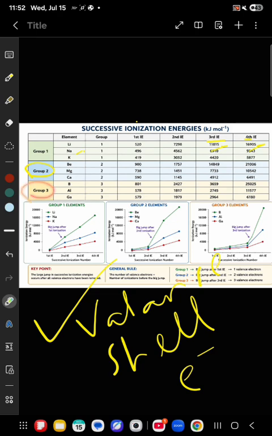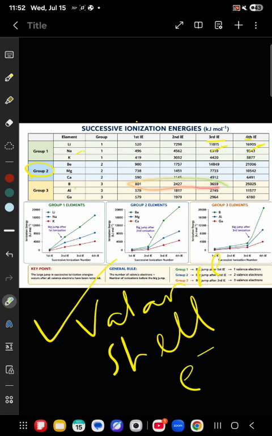Now you can go to group 3. For group 3, boron, aluminium, and gallium. We know that the group number tells us the number of electrons in the outermost shell. So boron, aluminium, and gallium also have 3 electrons in the outermost shell. If you look at their successive ionization energy, their first ionization energy is 801. The second ionization energy is 2427. The third ionization energy is 3659. But their fourth ionization energy has shifted from 3000 to 25,000. So this is a big jump. So it shows that boron can lose just 3 electrons easily.